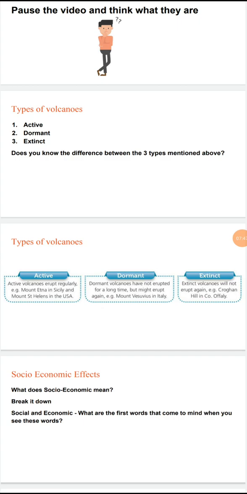Socioeconomic effect. What does socioeconomic mean? Break it down. Socio and economic. What are the first words that come to your mind when you see these words?